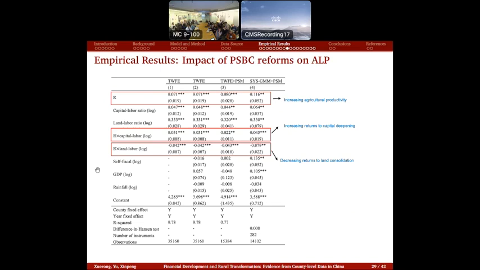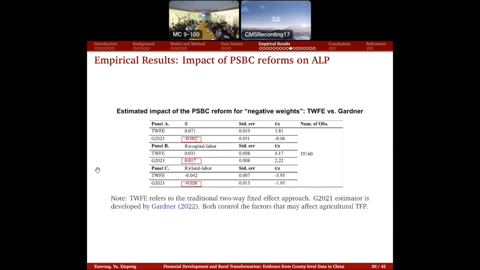But this is 1993 to 2016, among 23 years. So in each year, the growth rate will be less than 1%. Also, when we see the interaction term, we can see financial market PSBC reform can increase the return to capital significantly. Well, you can see asymmetric impacts on the land consolidation. It can decrease the returns to land consolidation.